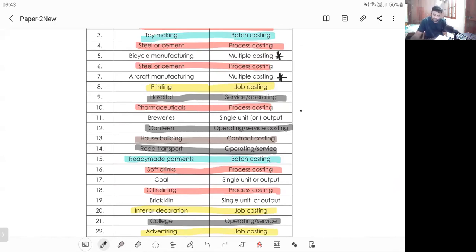Now, if you see, my dear friends, in bicycle manufacturing, we apply multiple costing. What multiple costing do we apply here? We apply process costing. We even apply batch costing. Because goods are produced in processes, process costing will come. Goods are produced in batches, so batch costing will come.